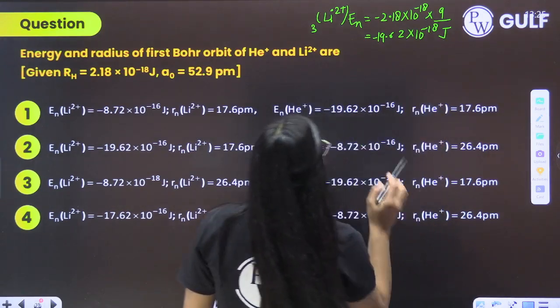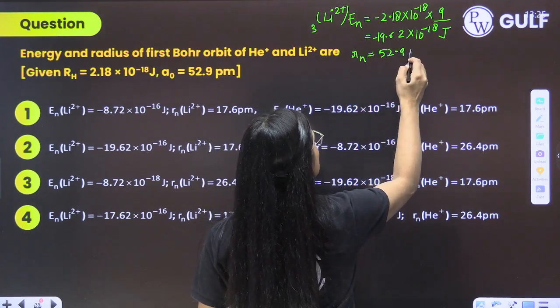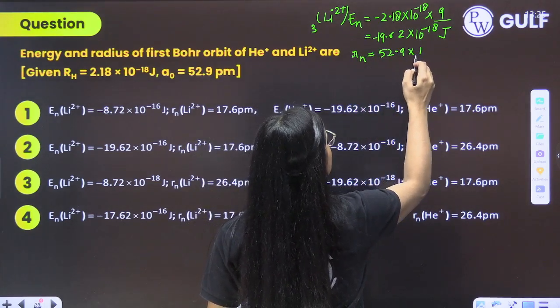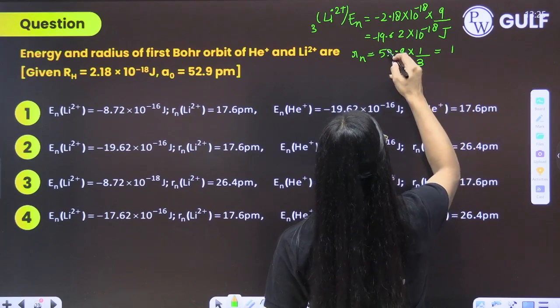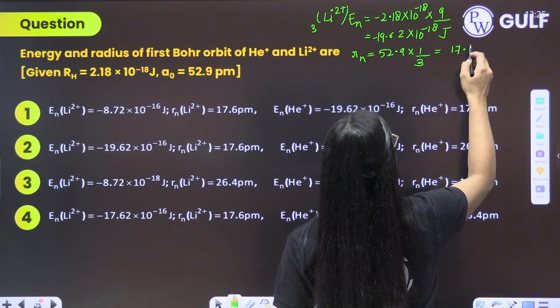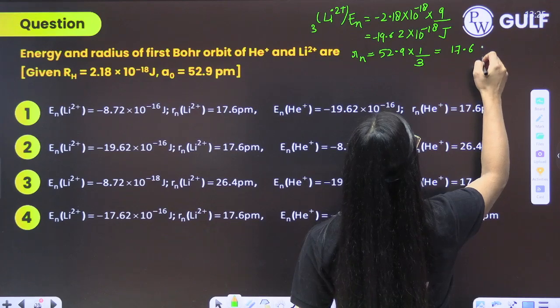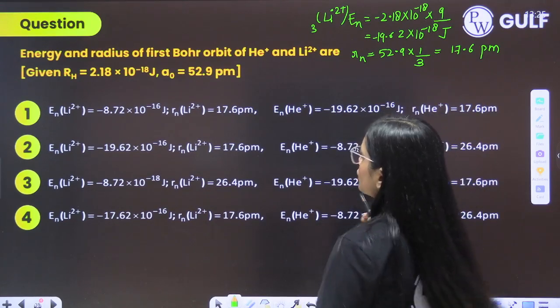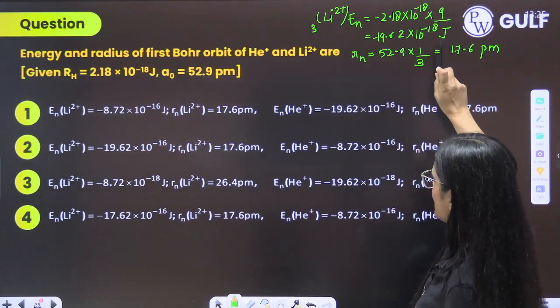Okay. Now let's find out the radius. Radius has the formula 52.9 N square by Z. N value is 1 and Z value here is 3. You can divide 52.9 by 3, and this is 17.6 in picometer. So the energy is coming as minus 19.62 into 10 to the power minus 18.